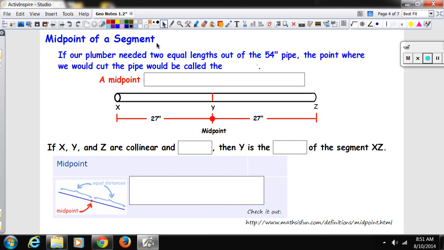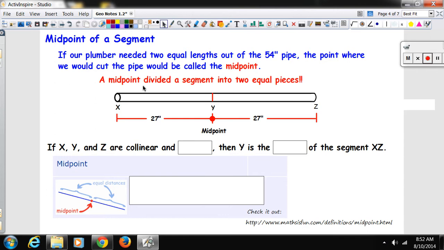Midpoint of a segment. So now we've measured segments. We're going to also talk about midpoints. Say the plumber needs to cut the 54-inch pipe into 2 equal lengths. The point where we would cut the pipe is called the midpoint. The midpoint divides a segment into 2 equal pieces. So if we had the 54-inch pipe, the midpoint would be where they're both 27.